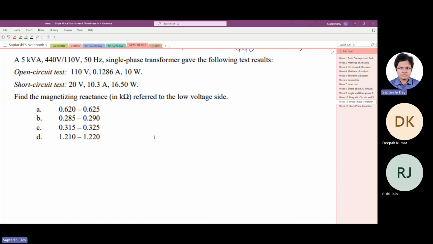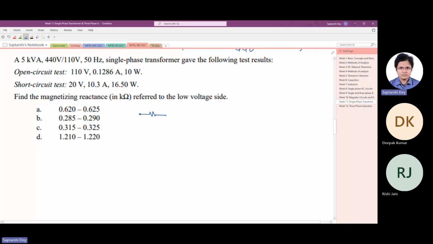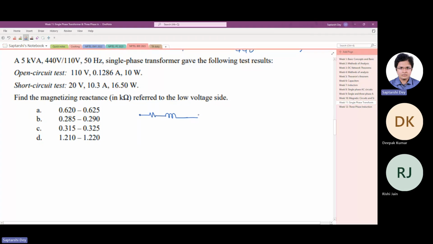So open circuit and short circuit tests of transformer and induction motor also are done to find out the equivalent circuit parameters. So the equivalent circuit of a transformer looks like this. First you have series. I will draw the whole thing referred to one side. I hope you know this.